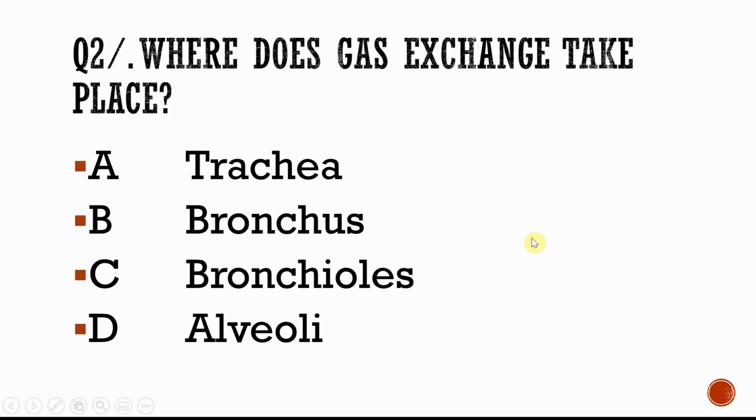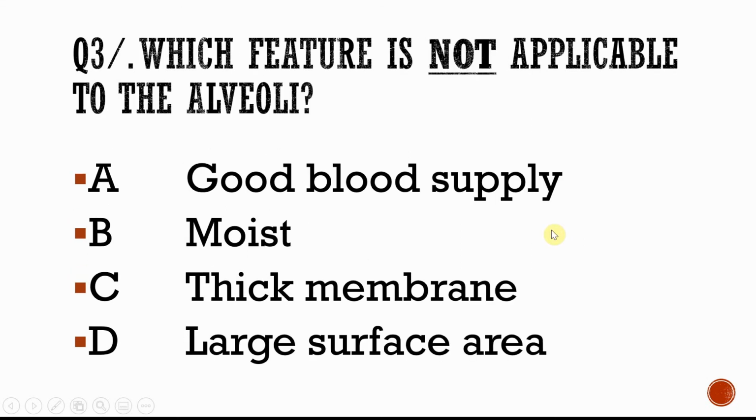Question 2. Where does gas exchange take place? Is it A, trachea, B, the bronchus, C, the bronchioles, or D, alveoli? 3. Which feature is not applicable to the alveoli? A, good blood supply, B, moist, C, thick membrane, or D, large surface area.